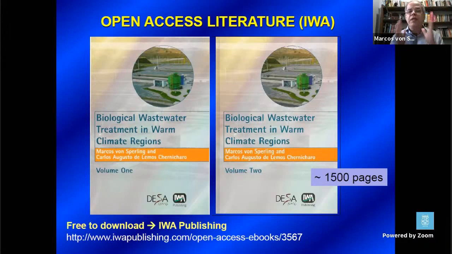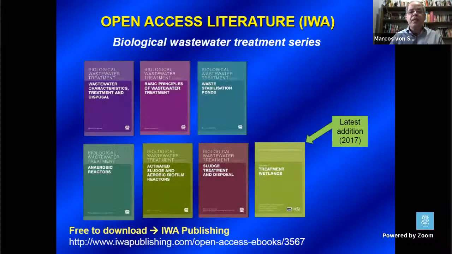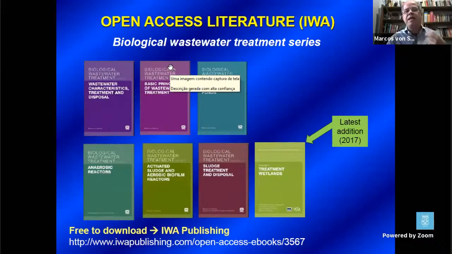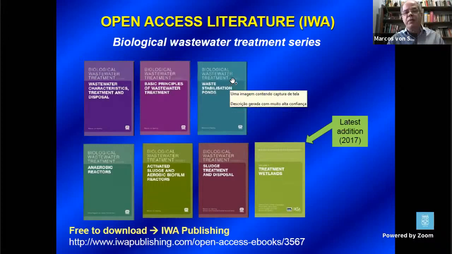Then some years after that, IWA Publishing decided to split these two big books into smaller ones, called the Biological Wastewater Treatment Series. They are basically the same text I showed you before, but now split into a more general introduction on wastewater characteristics, treatment, and disposal. This gives a general overview. This one gives basic principles of wastewater treatment, the basic unit operations and processes. Then we start with different treatment processes: waste stabilization ponds, anaerobic reactors, activated sludge and aerobic biofilm reactors, and sludge treatment and disposal. These volumes were released in 2007, but there was a later addition in 2017.